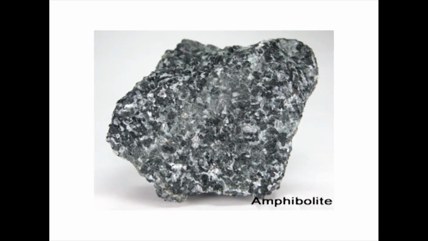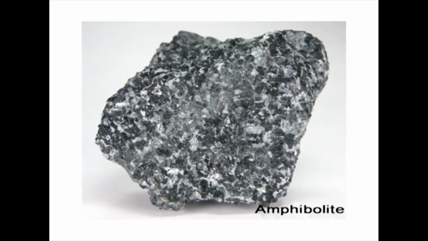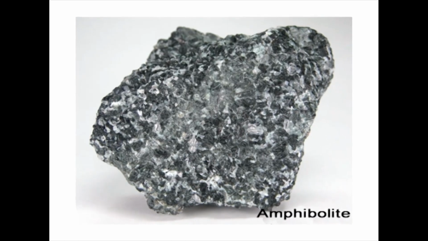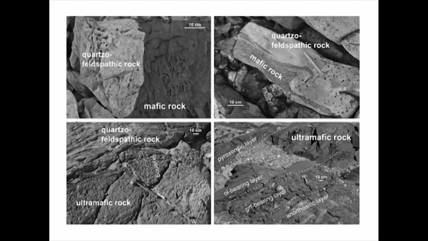Amphibolite, a metamorphic rock dominated by hornblende plus plagioclase. Amphibolites may be foliated or non-foliated. The protolith is either a mafic igneous rock or graywacke. Eskola defined metamorphic facies on the basis of metamorphosed mafic rocks, also called metabasites.